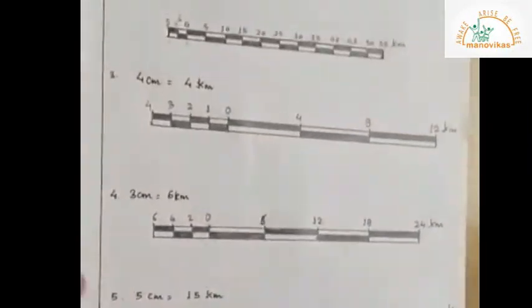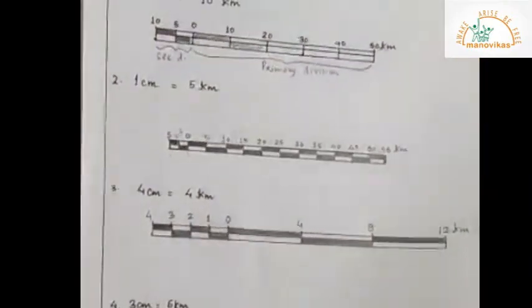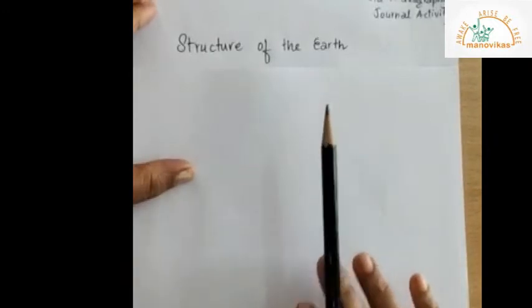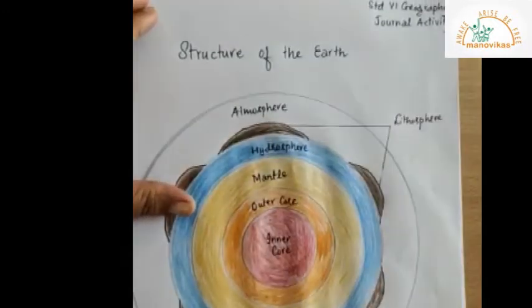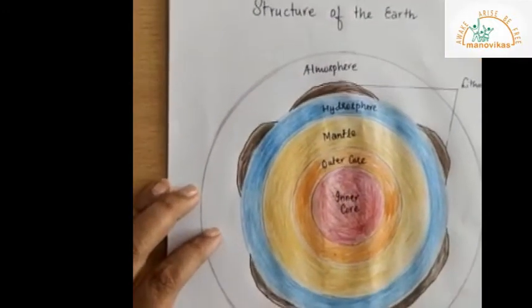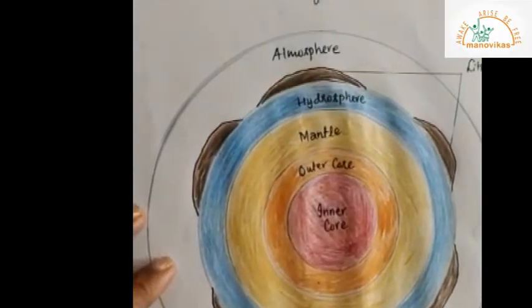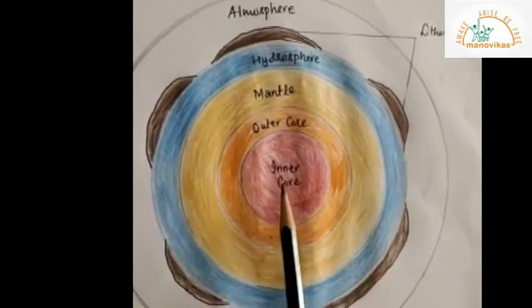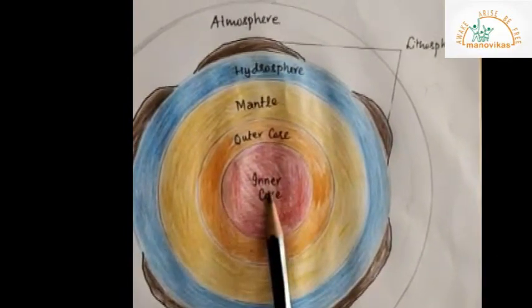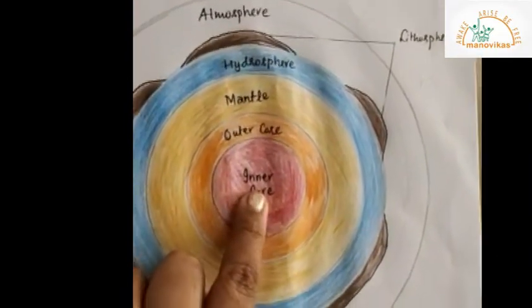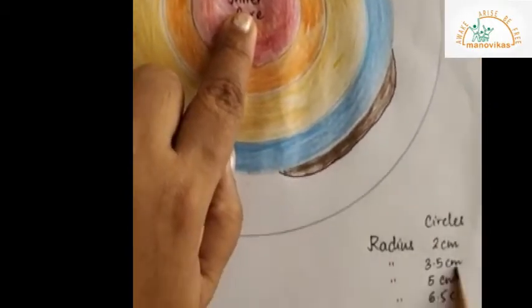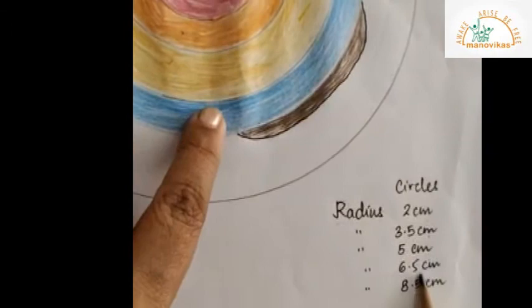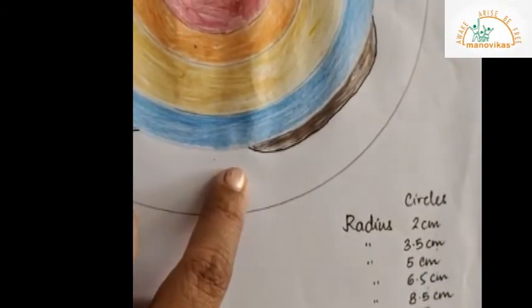So this was the linear scale drawing homework given to you all, and this is how you are going to draw it. Now we are going to draw the structure of the earth, along with many other spheres. First, take a compass and use a 2 centimeter radius and draw the middle circle, the first circle. Keeping the same center, the second circle has to be 3.5 centimeters. The third circle is 5 centimeters. The next circle is 6.5 and the next circle is 8.5.